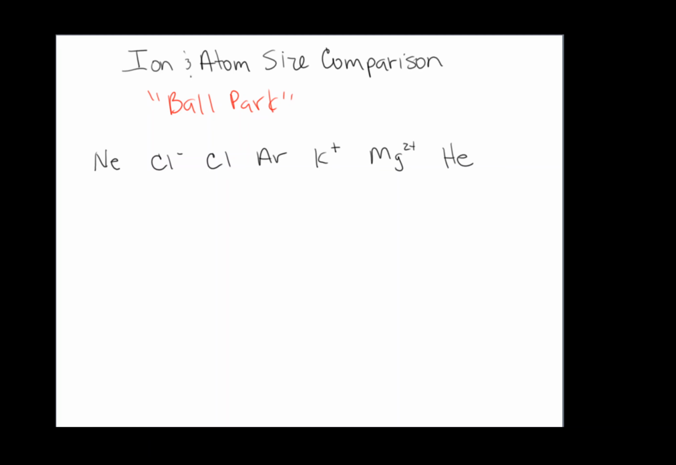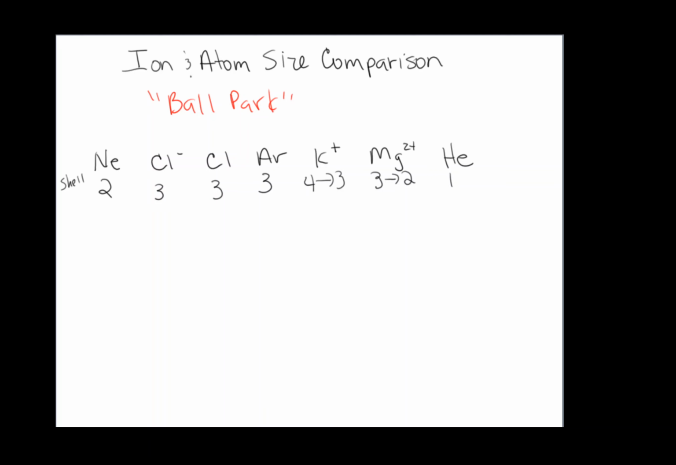Now, the first thing I always look for is either the shells or the electrons, but because I know these have different shells, I'm going to look at the shells. So, neon, its shell is N equals 2. Chloride is N equals 3. And chlorine is N equals 3. Argon is N equals 3. Now, potassium started out in 4, but it lost an electron. So do you see it has dropped down to the 3? And then magnesium started out in the 3, but it has dropped down to the 2 because it lost 2 electrons. And then helium is, of course, in N equals 1.